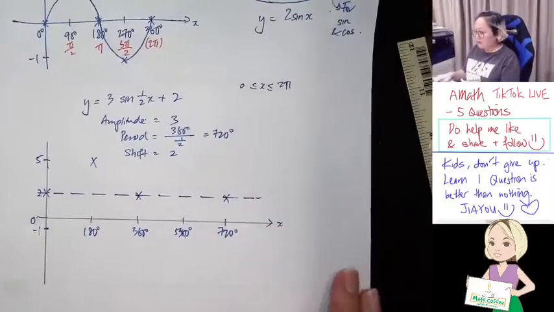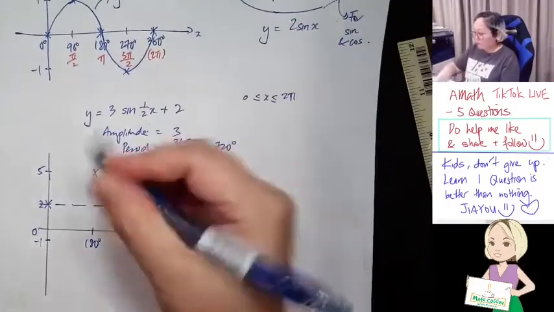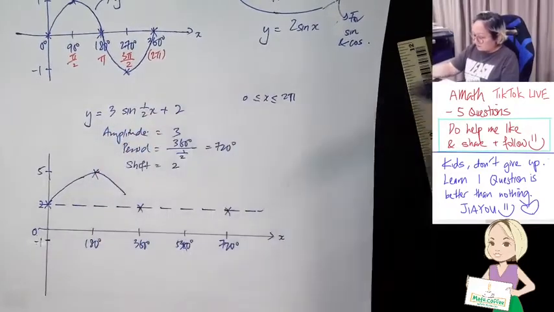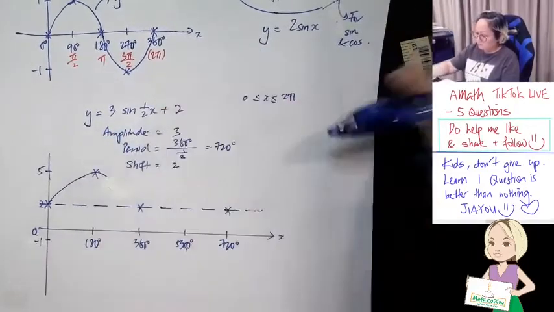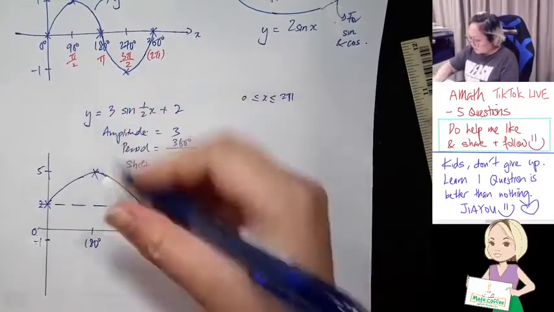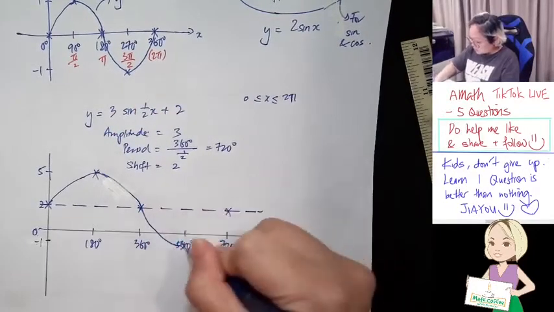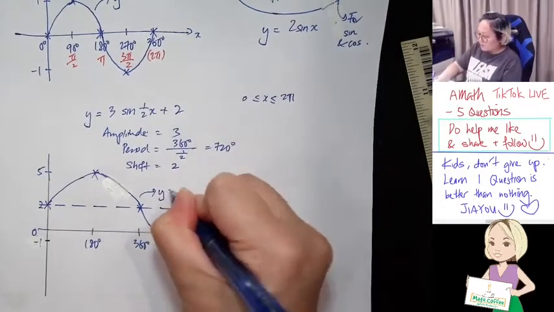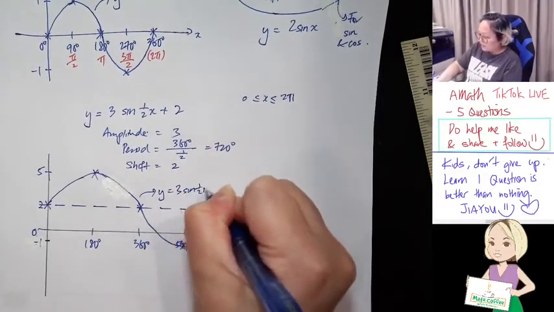Okay, so see, I have my 5 critical points. I'm ready to draw my shape. So just draw this. I just agak-agak just draw that. Then after that, come down to here, go up to here. So we are done with the graph. And then just label, this is y equals 3 sine half x plus 2.